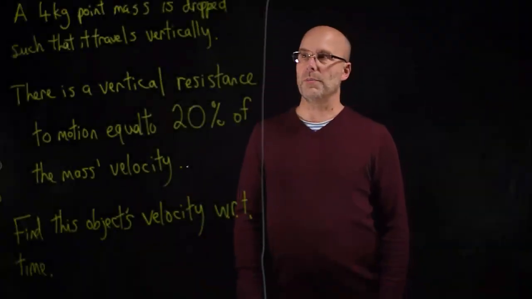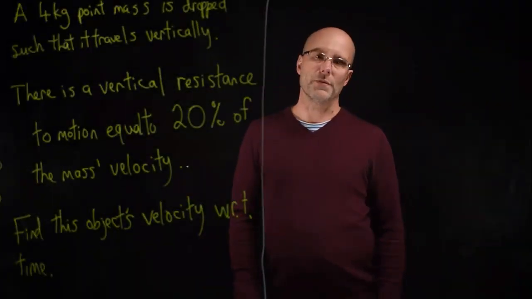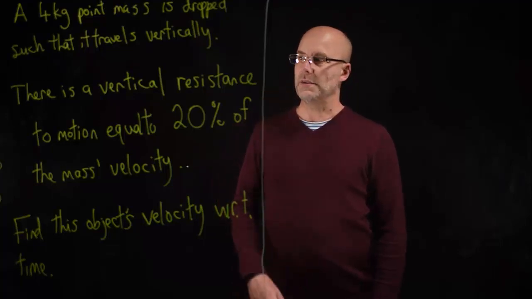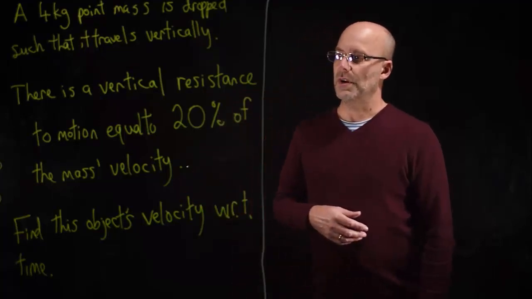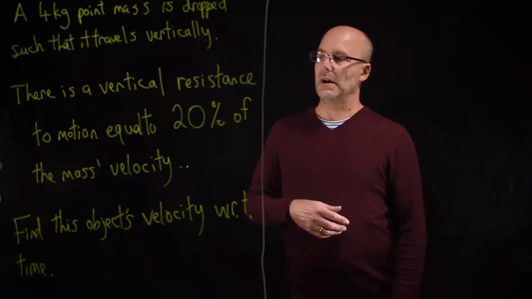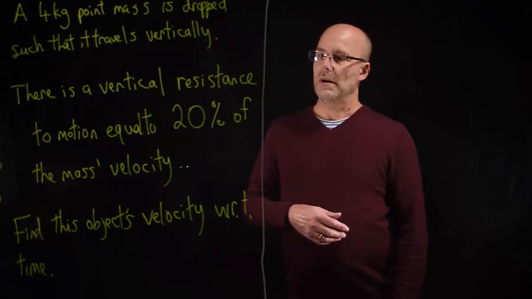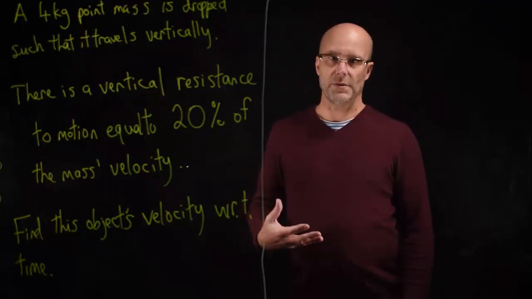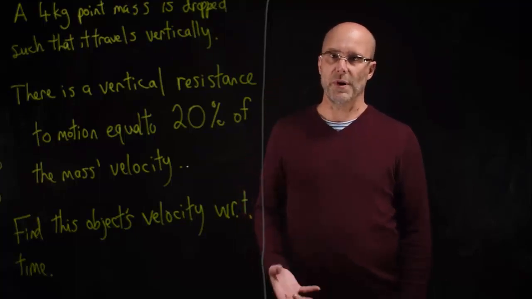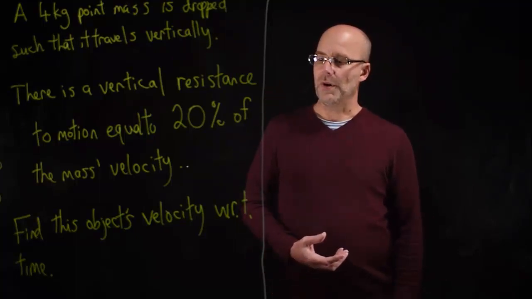A 4 kilo point mass is dropped such that it travels vertically, okay? And there's a vertical resistance equal to 20% of the mass's velocity in regards to its motion. So it resists or opposes motion. Find the object's velocity with respect to time.